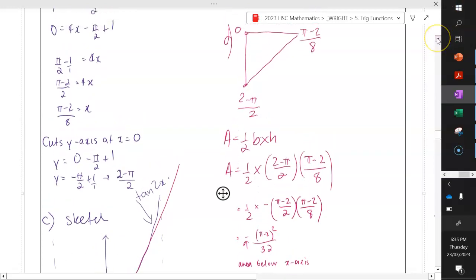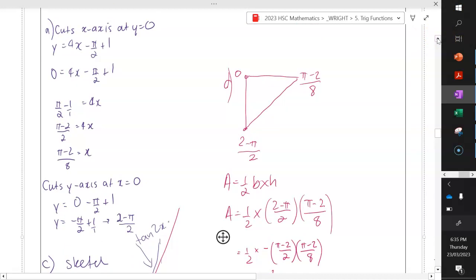So I've just quickly sketched that little pink area up here. Again, so there's the origin, 0, 0. Here's the point where it cuts the y-axis at 2 minus pi over 2, and here's where it cuts the x-axis at pi minus 2 over 8. So the distance between 0 and this point where it cuts the x-axis is our base length of the triangle, or one of our sides. And 0 to where it cuts the y-axis, or 2 minus pi over 2, is our height of the triangle. So if we're just going to go half the base times the height, it's half times this number times this number. So I've popped them in there, and we need to just do a little bit of algebra to neaten that up.